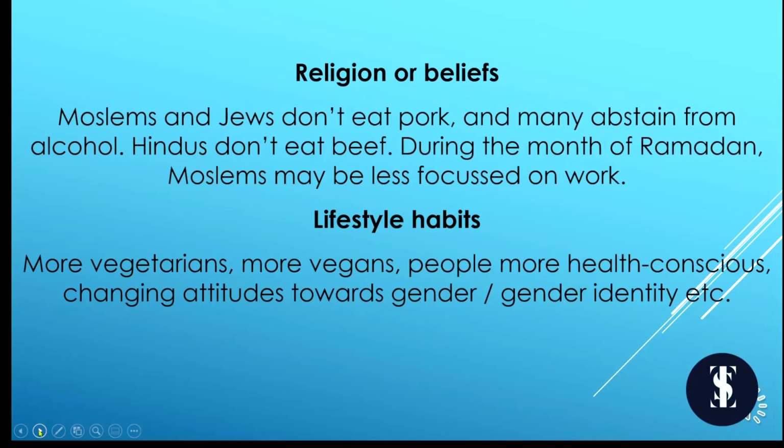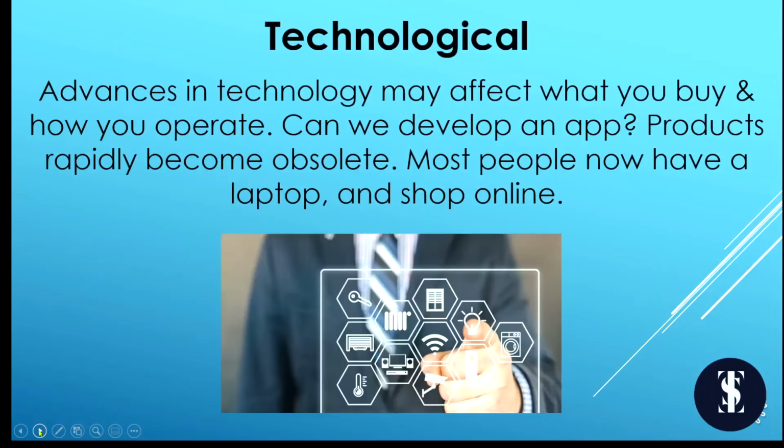Lifestyle habits. There are more vegetarians, there are more vegans, people are more health conscious, and there's changing attitudes towards gender identity, LGBT, etc. Technological. So advances in technology may affect what you buy and how you operate. So for example, could we develop an app? Products become rapidly obsolete. They become out of date as new things come in.